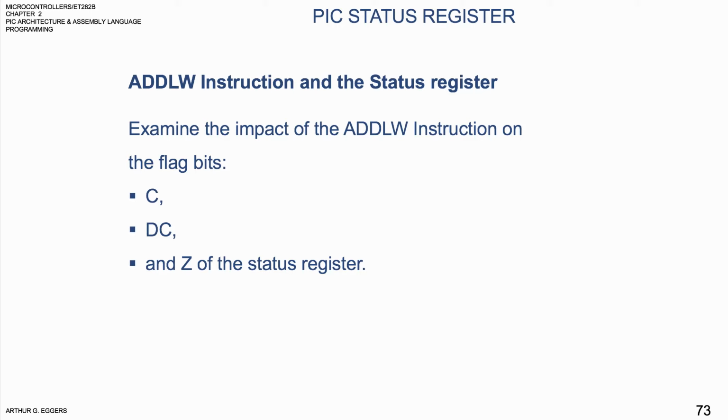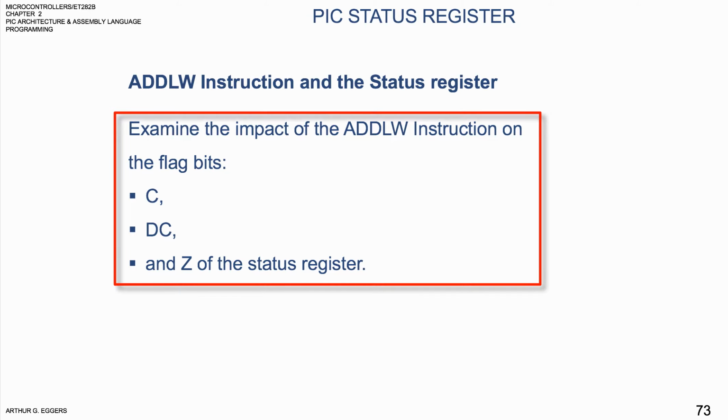So let's take a look at how these flags affect the commands, or how the commands and the numbers that they're operating on set these flags. So we'll start with the add LW instruction and look at the status register. We'll start by looking at the flag bits C, DC, and Z, our carry, digital carry, and Z flags. Some examples will probably help you to get an idea here, so we'll look at about 3 examples.